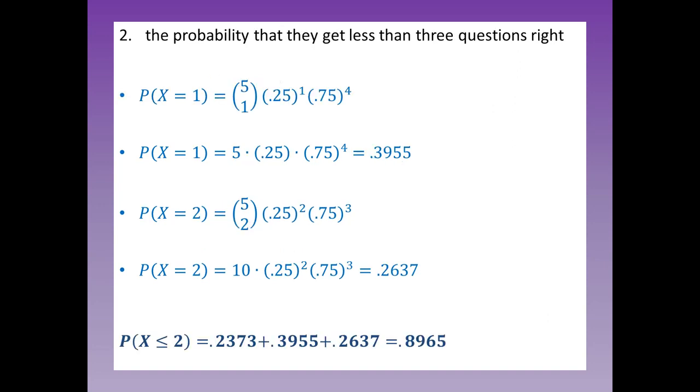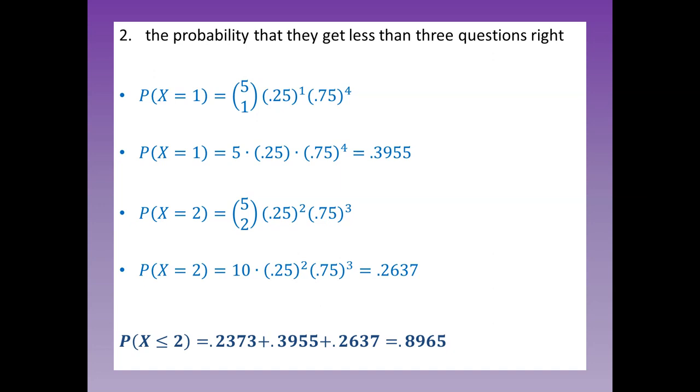The other 2 are on this slide. We need the probability that x equals 1, so now k will be 1 instead of 0, so it'll be 5 choose 1 times 0.25 to the 1st power times 0.75 to the 4th power. Eventually that'll simplify to 0.3955. Then the probability that x equals 2, now k is 2, so 5 choose 2 times 0.25 squared times 0.75 to the 3rd. Eventually that will simplify to 0.2637.